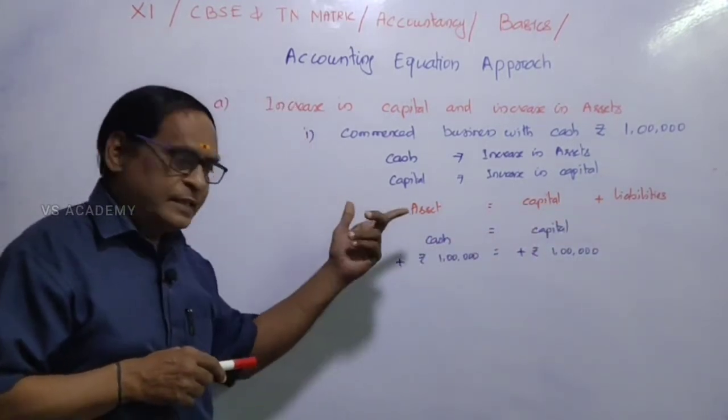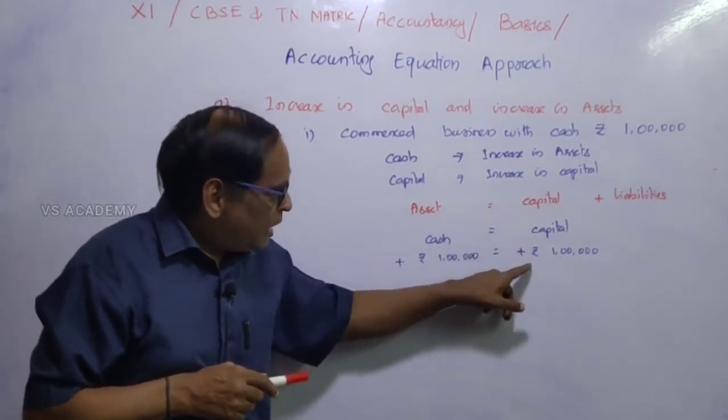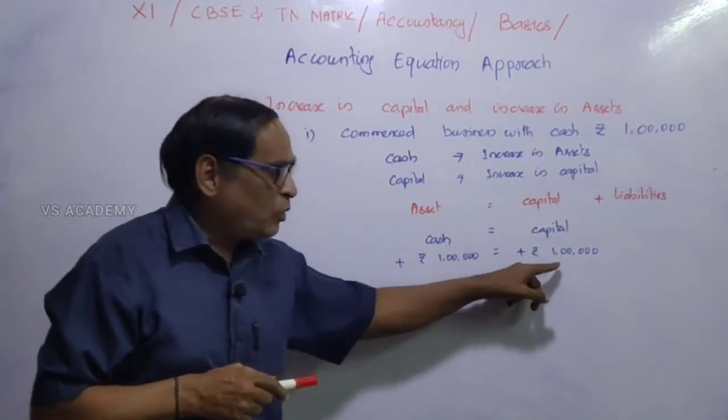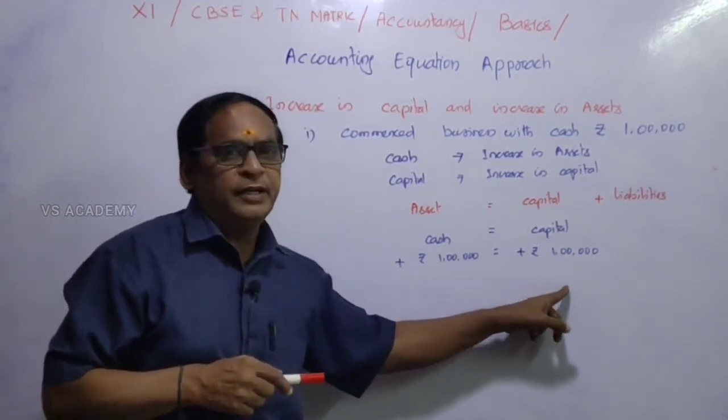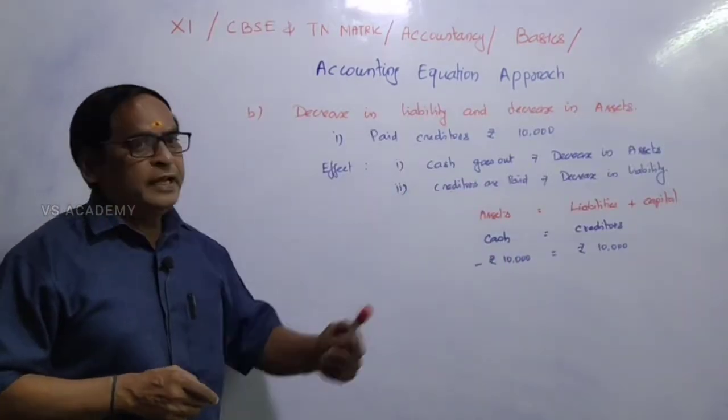Cash is an asset. So how much cash increased? 1 lakh. Capital is on the other side. How much capital increased? 1 lakh. So 1 lakh rupees equals 1 lakh, one debit and then one credit. Both are equal.